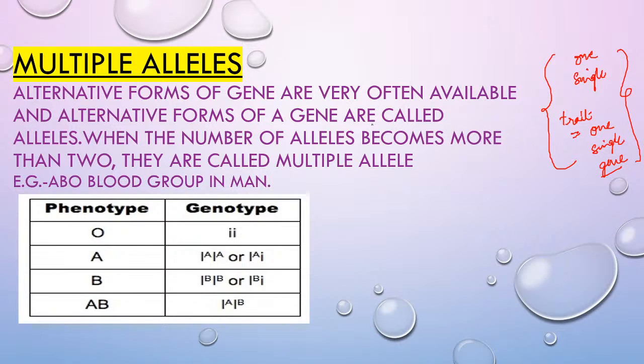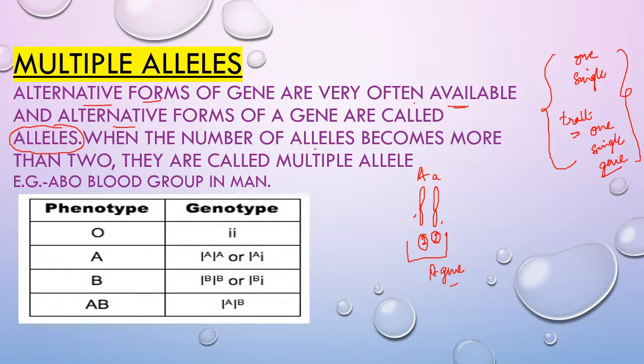But in the case of multiple allelism, it is a total deviation from Mendelism. What we get to learn is that alternative forms of a gene are very often available, and the alternative forms of a gene are called alleles, which I already told you. Let me draw it again for you. Suppose this is a gene coding for capital A and small a. Then this one is an allele and this one is another allele, number one, number two. I hope now you can understand what alleles are. And this total is a single gene.